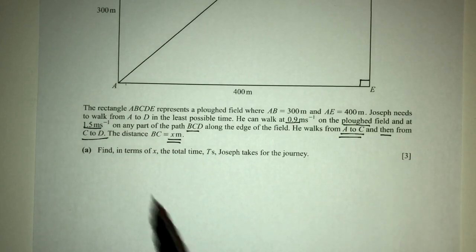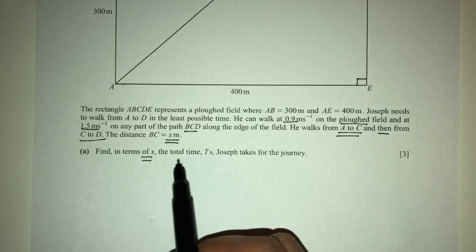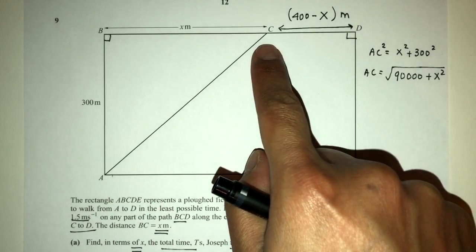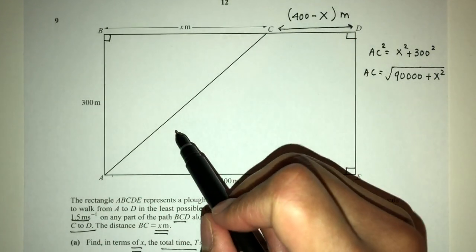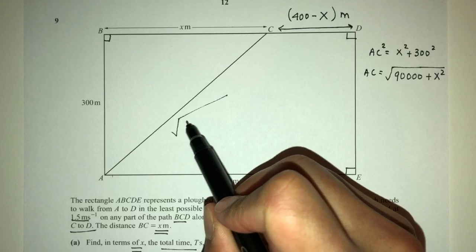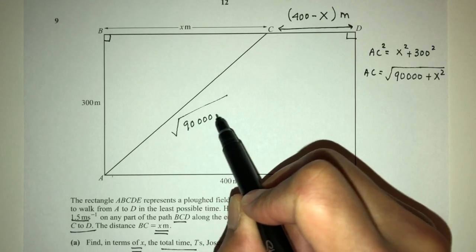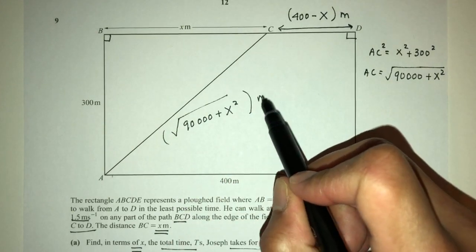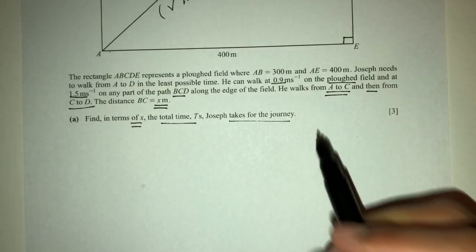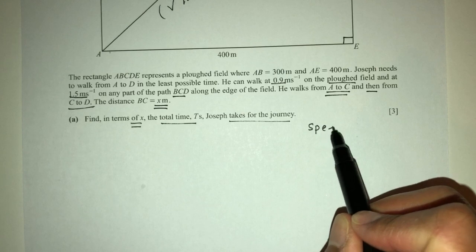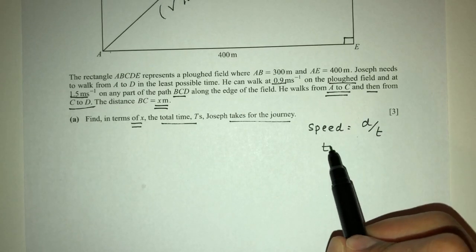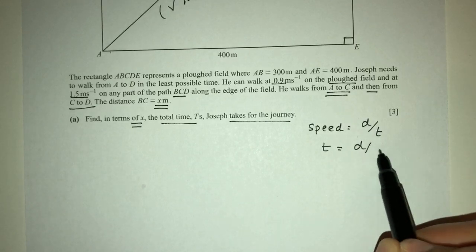Now part A, we have to find in terms of x the total time for the journey. As you can see, the journey is in 2 parts, A to C and C to D. AC is root of 90,000 plus x square meters, of course, in terms of meters. Now, we know speed is distance divided by time. So time will be distance divided by speed.